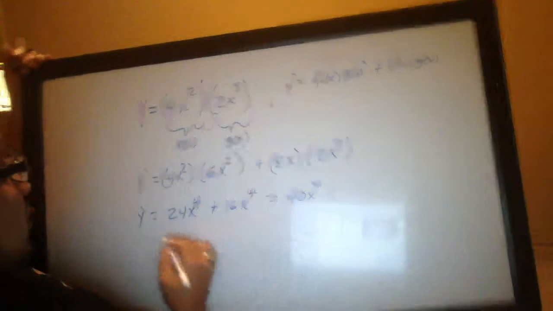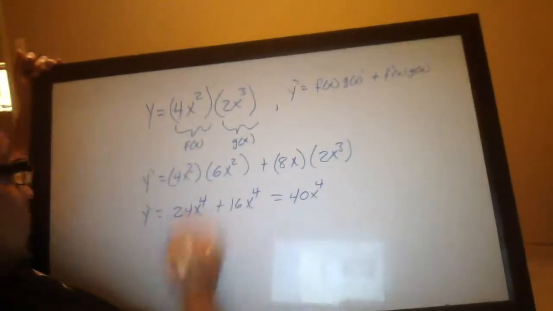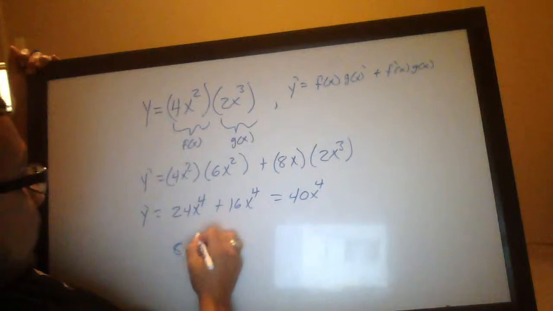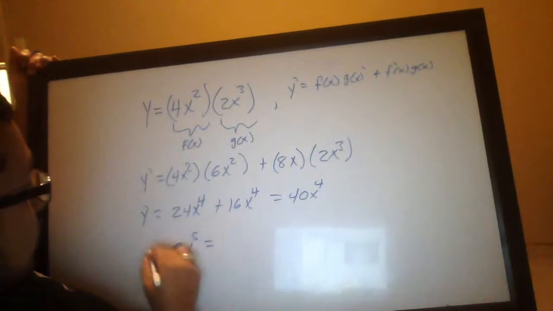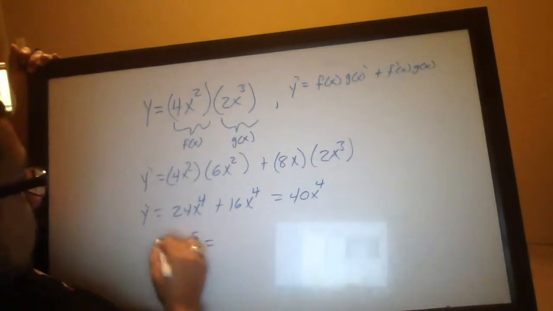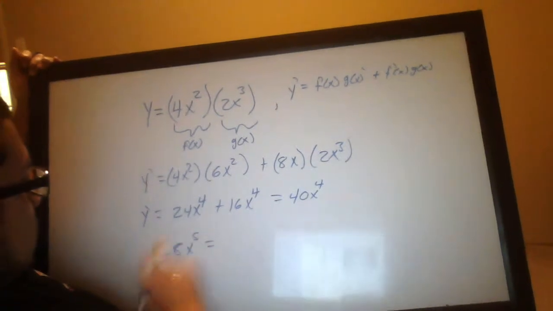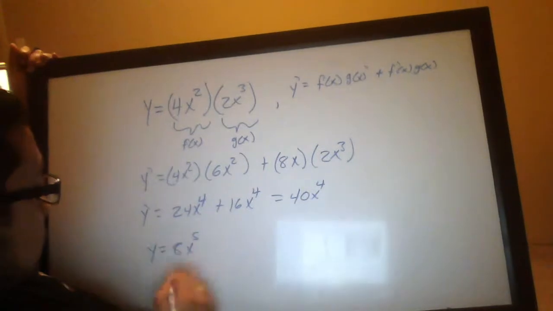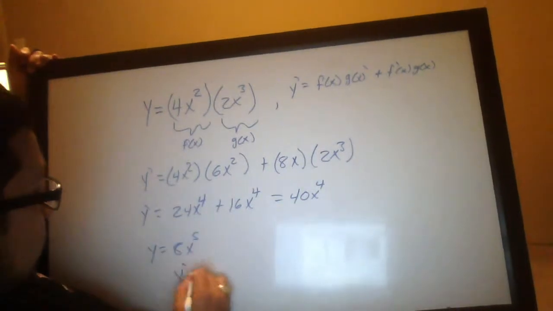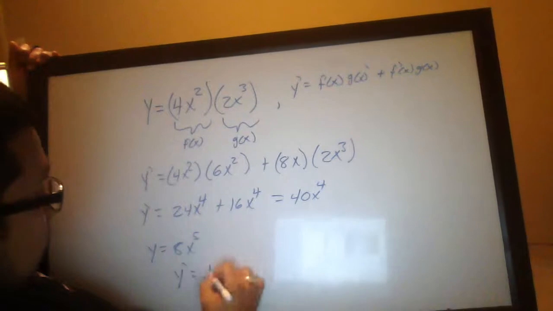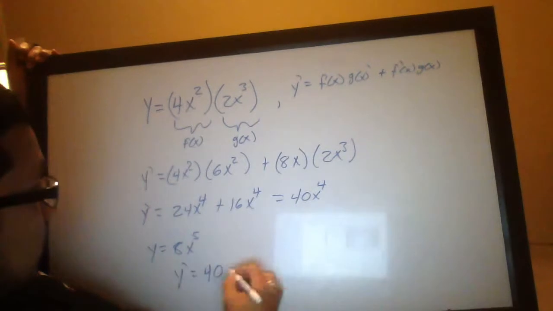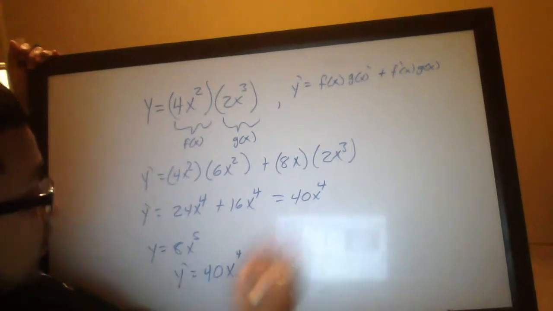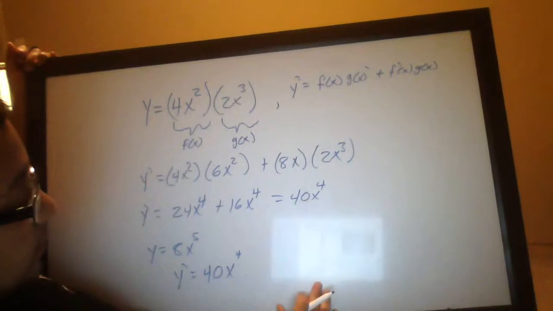And I'll show you real quick again where it was. So 4 times 2 is 8, x to the 5th. The derivative of this guy is just 5 times 8, 40, x, 5 minus 1 is 4. So you get the same exact answer here. Okay?